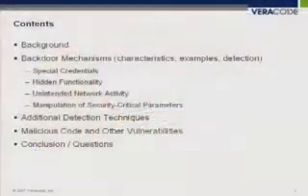So this is a quick overview of our talk. Let's go through background about backdoors, talk about some different backdoor mechanisms that we've grouped them into after doing a survey of the past 20 or so years of backdoors. Talk about some additional detection techniques around those. Talk about the idea of malicious code and other vulnerabilities as potential backdoors, and then conclude and take some questions at the end.